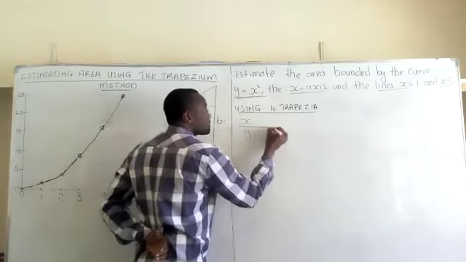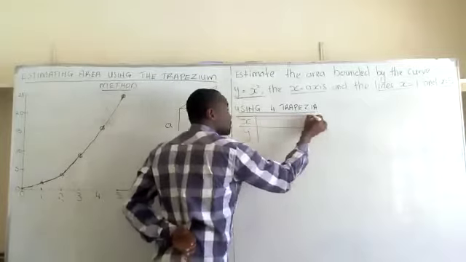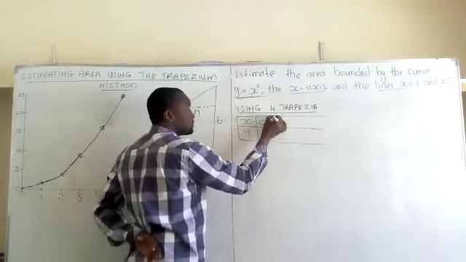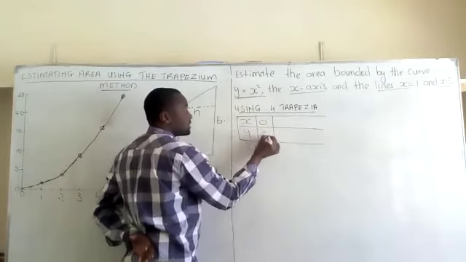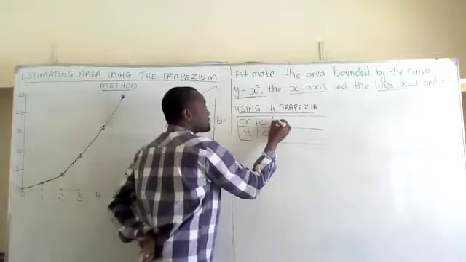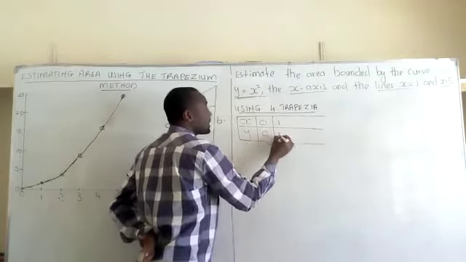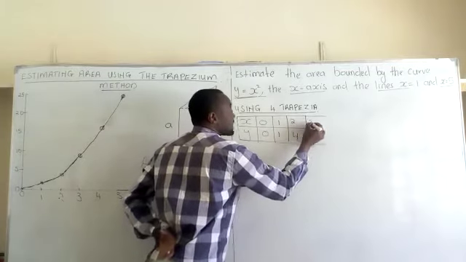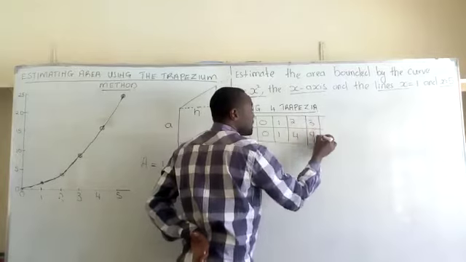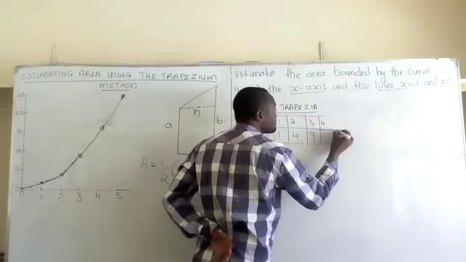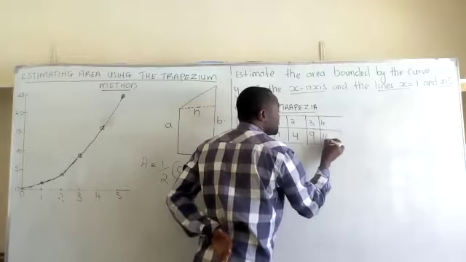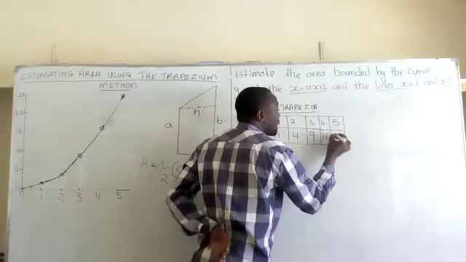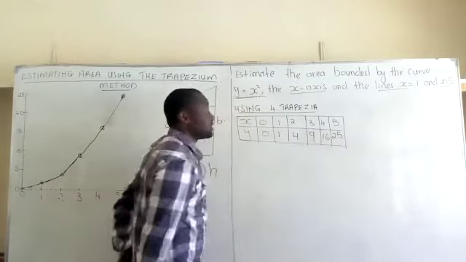and I've chosen a simple graph. If we are to get a table for the same, then we'll have when x is 0, then y is 0 squared, that gives us 0. When x is 1, this will be 1 squared, 1. Then when x is 2, y will be 4. When x is 3, y will be 9. When x is 4, y will be 16. And finally, when x is 5, y will be 25.